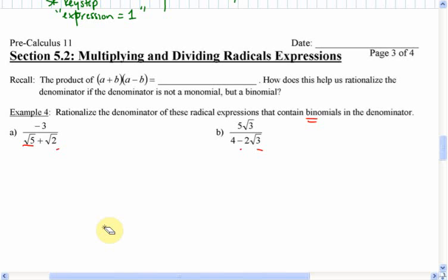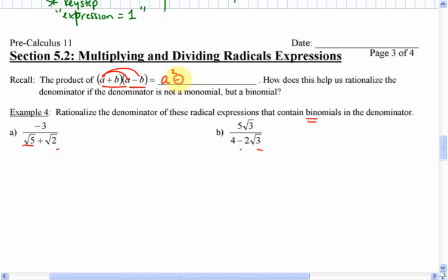So we can't do that, but what I would like you to understand is let's go back to this concept. Do you guys remember this from grade 10? If I got something like this, a plus b times a minus b, what does that simplify to? Remember doing this stuff? A times a is a squared. Yeah, keep going with me. A squared plus b.